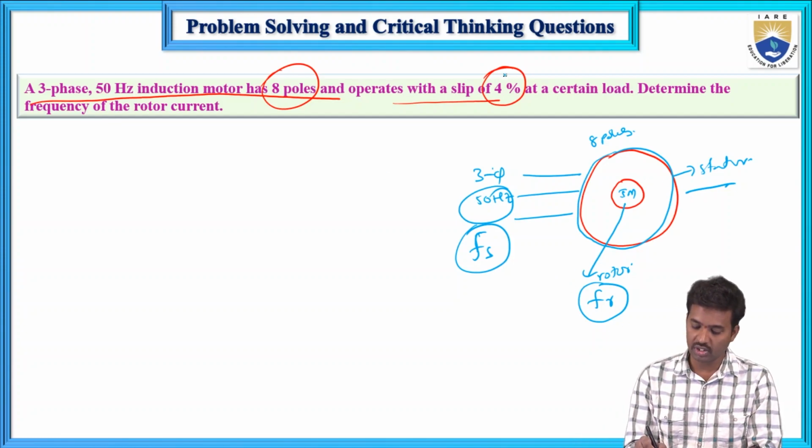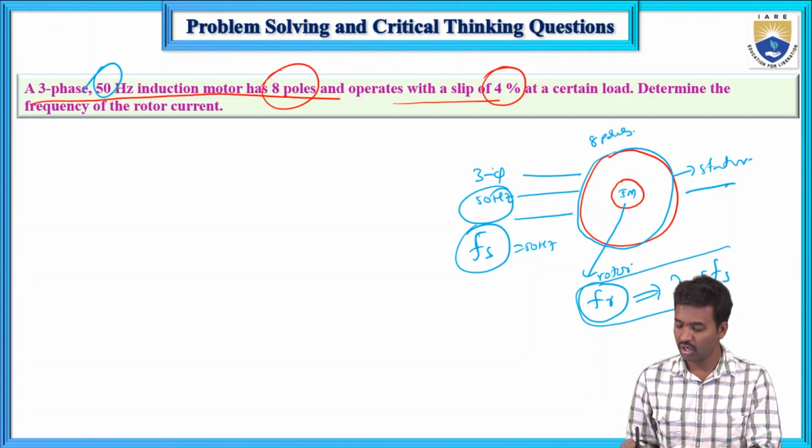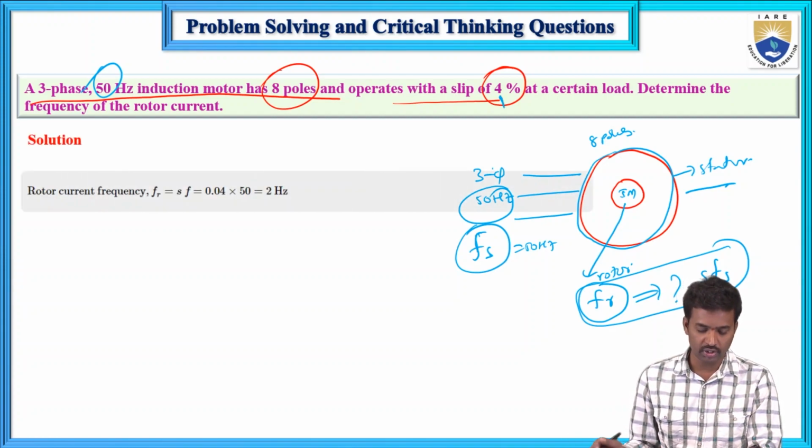This is the stator frequency, fs, which is 50 Hz. But you need to determine the rotor frequency. How will you calculate this? FR equals S into FS. This is the formula. We know FS is 50 Hz, and the S value is given, so from this you can determine it. Now solution for this, FR equals S into F, where S equals 0.4%, that is 0.004, and F is 50 Hz.